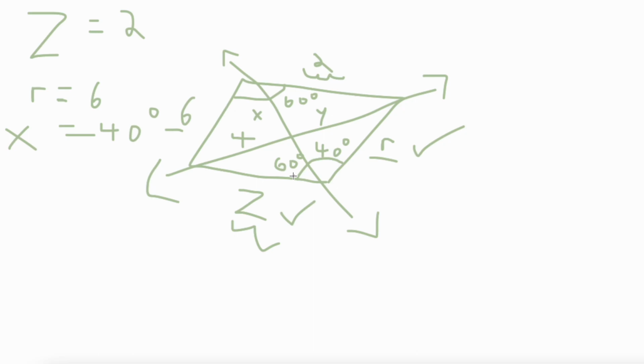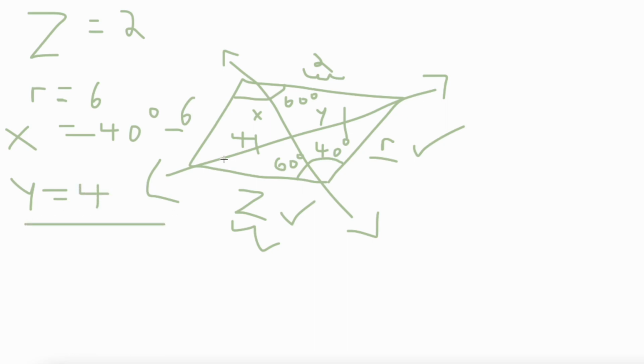Okay, the last length that we will try and solve for is y. The fourth property of a parallelogram states that diagonals bisect each other. So I know that 4 is equal to y because this length must be equal to this length. Y is equal to 4.